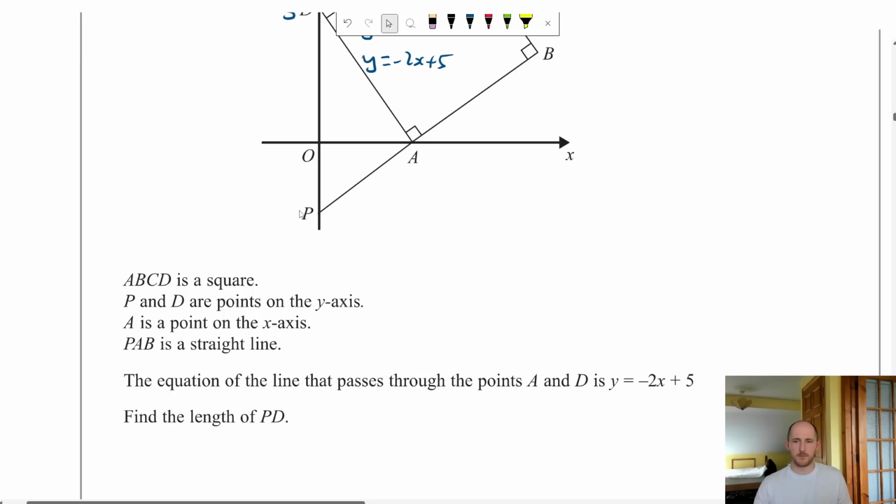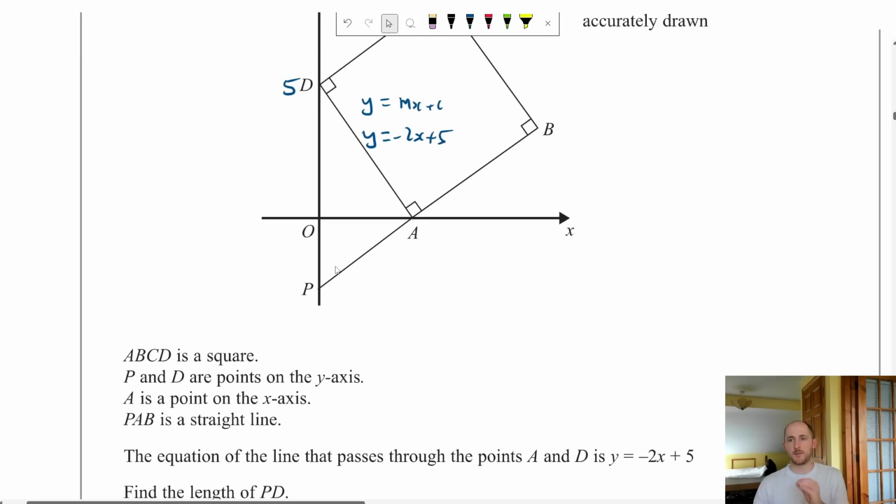So, how are we going to work out point P? Well, I could do something very similar to how I worked out point D, which is if I knew the equation of a line going through PAB, I could then just look at the y-intercept and there you go, I'm done. And that's exactly what we're going to do.